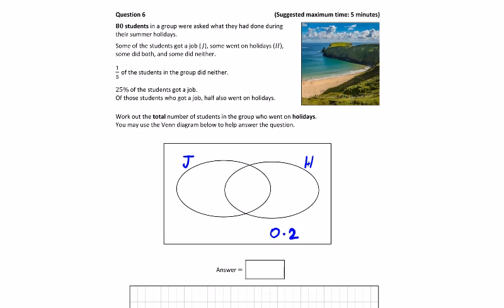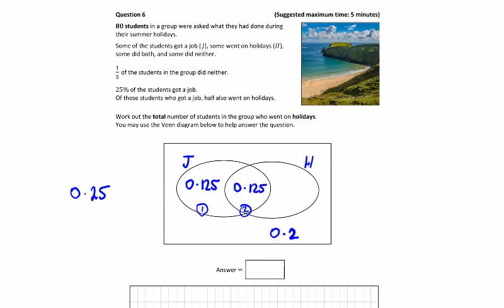25% got a job, so section 1 and section 2 add up to 0.25. And of those who got a job, half went on holidays. So work out the total number of students in the group who went on holidays, and you may use the Venn diagram to help you answer the question. So 25% got a job, and of those who got a job, half also went on holidays. So half of 25 will be 12.5, 0.125 in both.